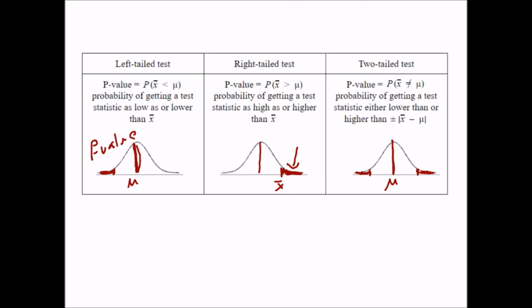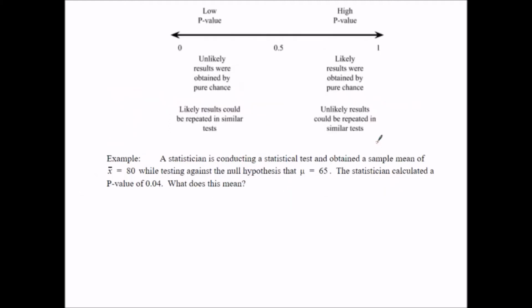So, technically each of these areas is the p-value divided by 2, but you put them together and you get your p-value. So here's a little graphic of what a p-value tells us. A low p-value tells us that it's unlikely that the results were obtained by pure chance. It's likely results could be repeated in similar tests. So that's a low p-value. A high p-value is that it's likely that the results were obtained by pure chance, unlikely that they could be repeated.